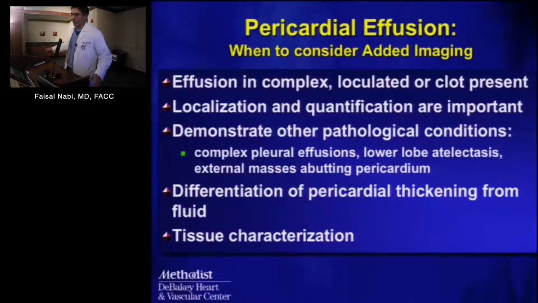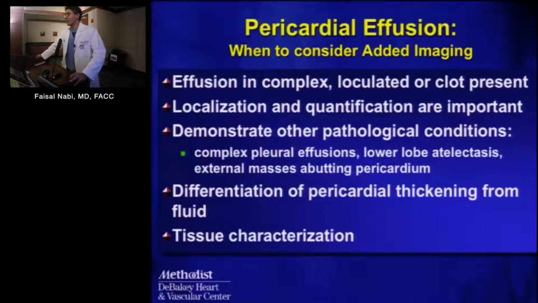Okay, so what about pericardial effusions? That's also very common. When should you consider advanced imaging for pericardial effusions? And as Gopi has probably mentioned, echo frequently can see effusions, but you really want to consider it if you have a complex effusion, if it's loculated, or whether there's a question whether there's clot present. Whenever localization and quantification are important, this can be very helpful.